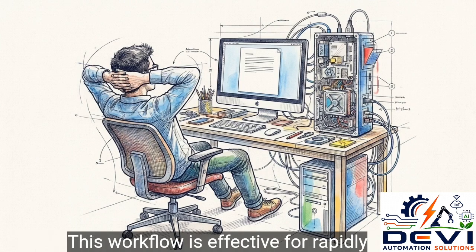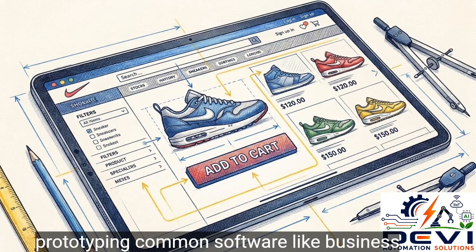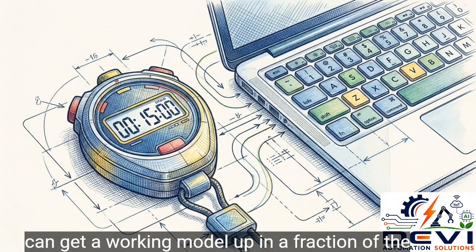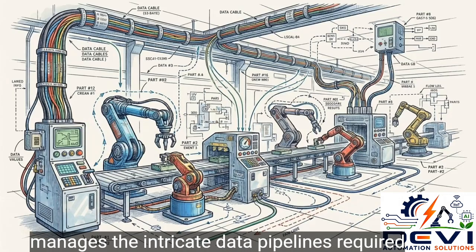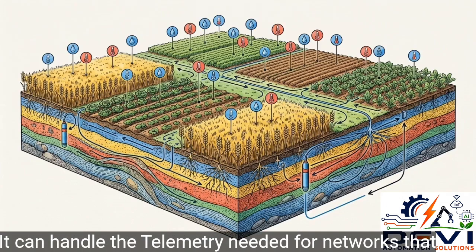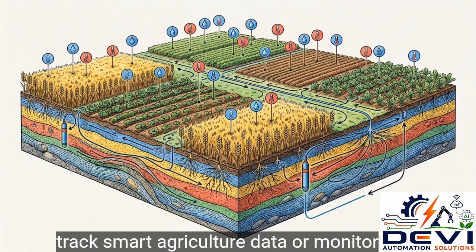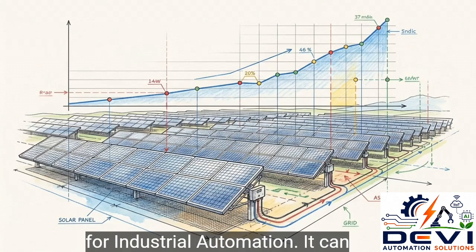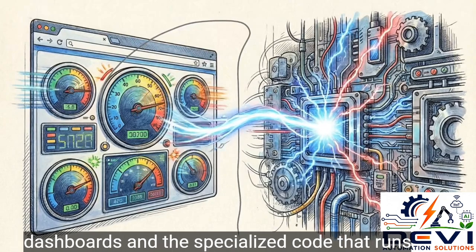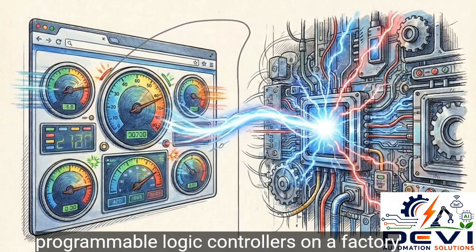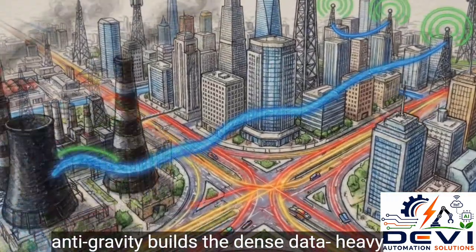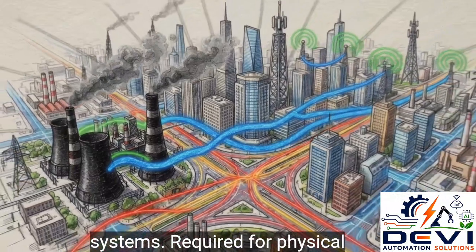This workflow is effective for rapidly prototyping common software, like business websites or e-commerce platforms. You can get a working model up in a fraction of the usual time. The system also manages the intricate data pipelines required for Industry 4.0 applications. It can handle the telemetry needed for networks that track smart agriculture data or monitor output across a solar energy grid. For industrial automation, it can synchronize the logic between web-based SCADA dashboards and the specialized code that runs programmable logic controllers on a factory floor. By coordinating these different code bases and communication protocols, Antigravity builds the dense, data-heavy systems required for physical infrastructure.